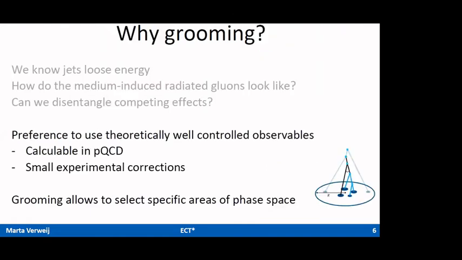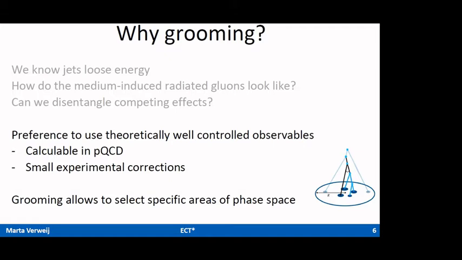Okay, so why grooming? Well, we have some preference to really have theoretically well-controlled observables, and grooming is one of the ways in which we think we can achieve that, so that we can compare to pQCD calculations. In addition, it allows you to have somewhat smaller experimental corrections because you become less sensitive to the soft hadron production, which generally is harder to correct and difficult to control. Although grooming also has real disadvantages, which I will talk about.